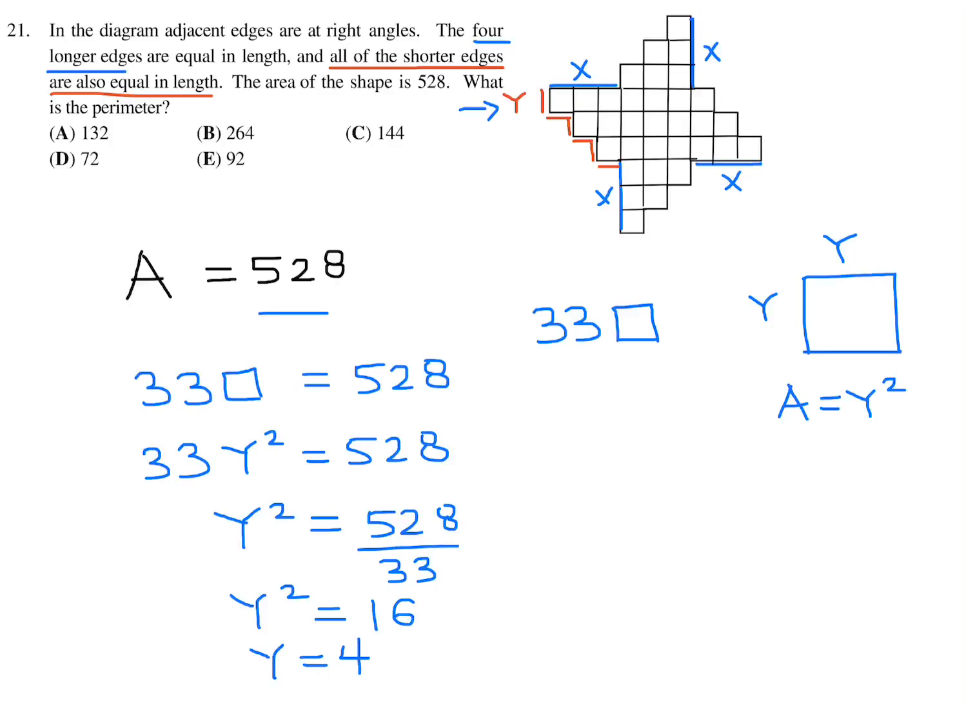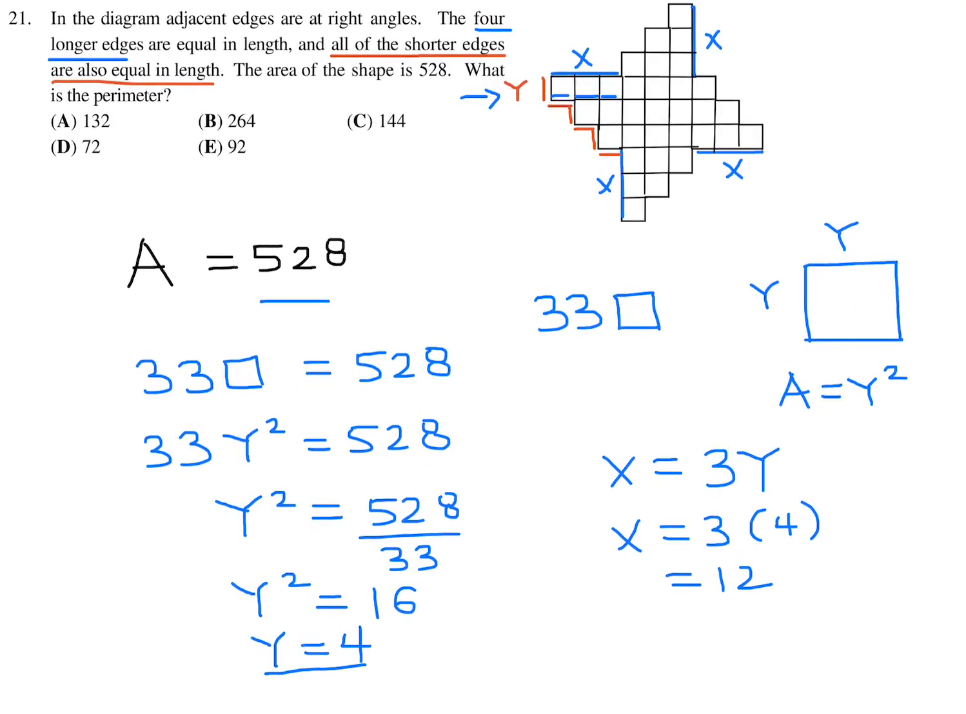Now looking back at the diagram, what is x equal to? Well, x looks like it's really just 3y. So if y is 4, that means x is equal to 3 times 4, which is 12. Now, the question is asking about the perimeter, P. So what is the perimeter?